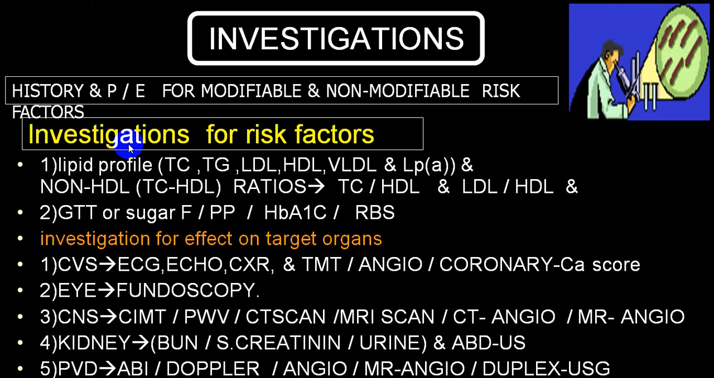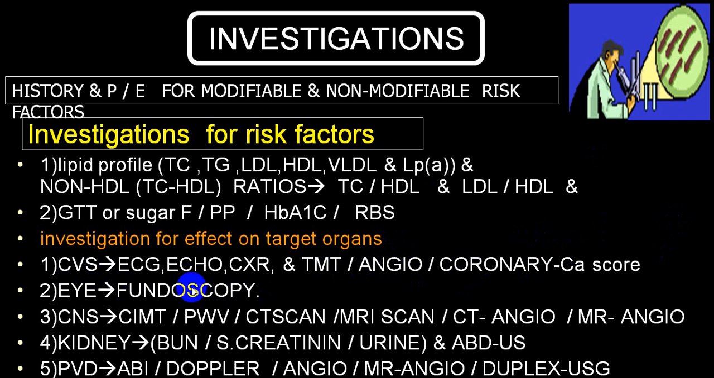So investigation will depend upon, the main important is history, physical examination, and you try to find out modifiable causes and non-modifiable risk factors. For that purpose, lipid levels, GTT, or sugar fasting PP, HbA1c and random blood sugar. To find out the effect on the target organ as far as cardiovascular system is concerned, ECG, echo, chest X-ray, if required, TMT, treadmill stress testing, angiography, or you can combine angio with MRI or CT, and you can also go for calcium score.